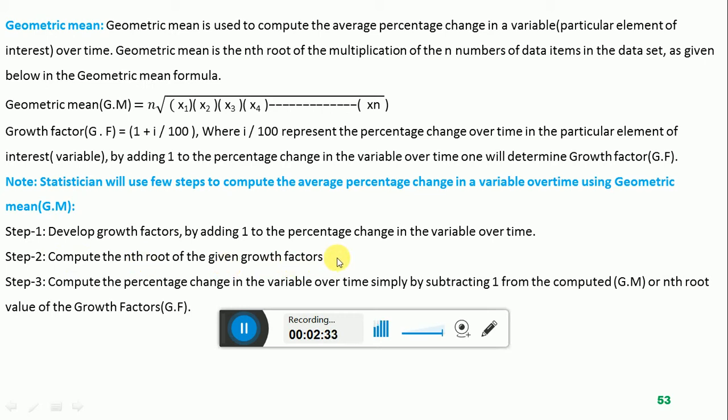When the statistician develops the growth factors, in the next step the statistician will compute the nth root to define the geometric mean value. And the third step, compute the percentage change in the variable over time simply by subtracting 1 from the computed geometric mean, or nth root value, of the growth factors. In the third step, when the statistician defines the nth root, the statistician has to subtract 1 from this geometric mean value and define the average percentage change in the particular variable over time.